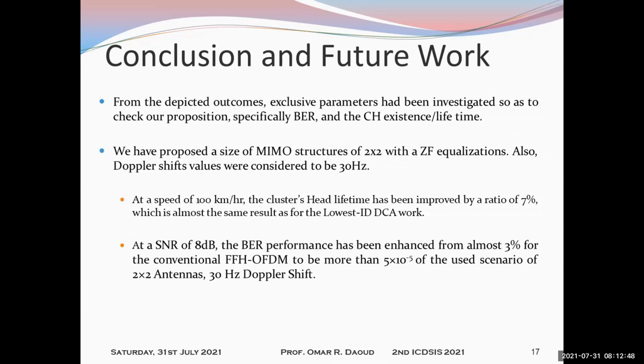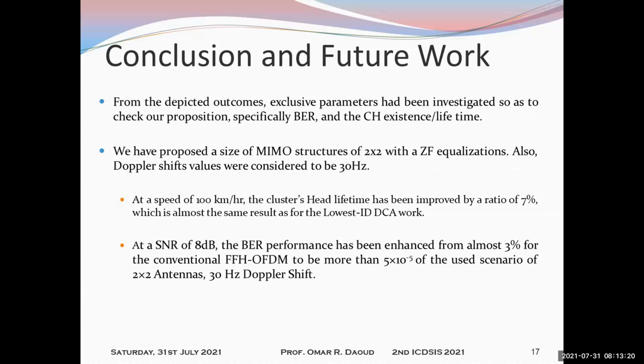From the depicted outcomes, several parameters have been investigated to check our propositions, specifically bit rate, cluster head existence, and lifetime. We have proposed a MIMO structure of 2x2 with two different equalization processes, zero forcing and minimum mean square error, with two different Doppler shifts, 30 hertz and 300 hertz.